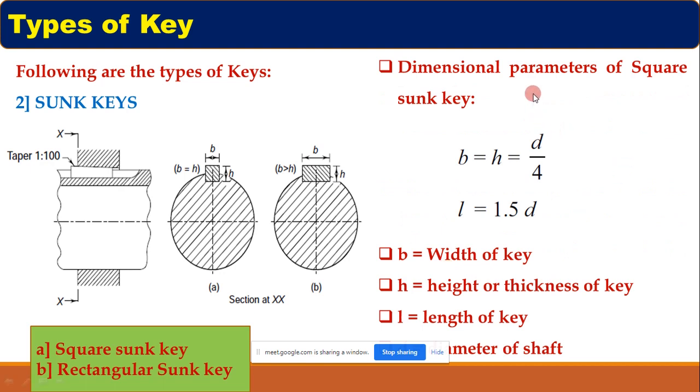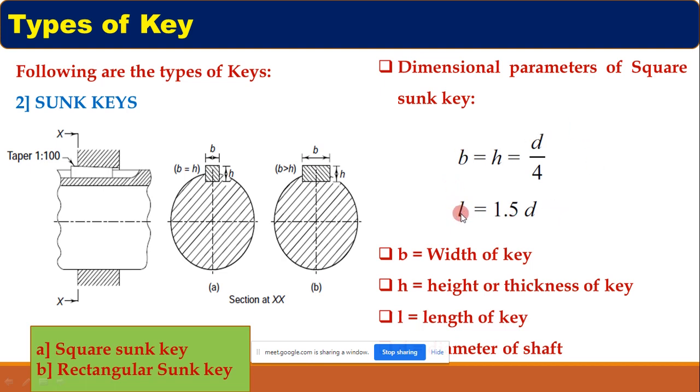Now let us talk about the dimensional parameters of the square sunk key, and later on we will talk about the dimensional parameters of the rectangular sunk key. As we know, the square sunk key has width equal to height, so B is always equal to H for the square sunk key. So we can write B is equal to H, which is taken as D by 4, where D is the diameter of the shaft. This is the shaft and it is having diameter D. So we can take the width and height of this square sunk key equal to 1/4 of the diameter of the shaft, that is D by 4. This is the important relation which we have to use in the numerical also, and from the MCQ point of view this is an important relation.